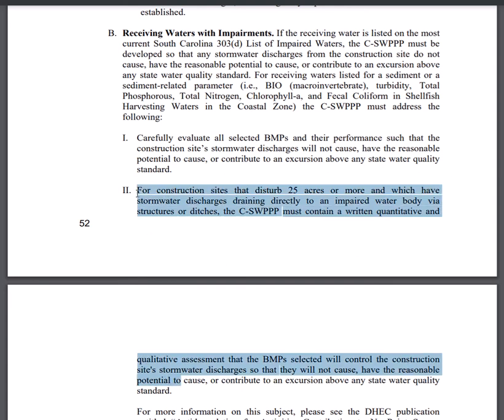So for construction sites that disturb 25 acres or more and which have stormwater discharges draining directly to an impaired water body, I'm going to stop here. If you read above, it says it's just for 303(d) impairments, but the MS4 permit actually specifies that it's for TMDL waters as well. But it says the SWPPP must contain a written quantitative and qualitative assessment. So quantitative is a measurable assessment that has to use calculations.